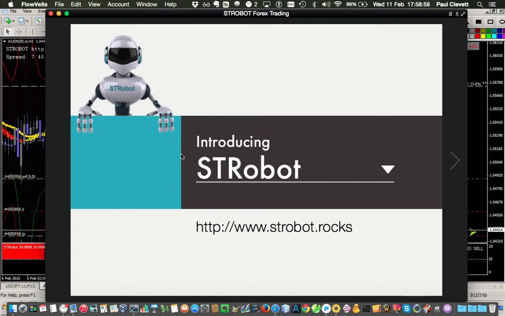So what I thought I'd do is talk about how it works for those that are interested. Some of you are not interested, but that's cool. So basically, STRobot is a forex trading robot. It runs on MetaTrader 4, which you get from most brokers. In fact, I don't really know any brokers that don't do it, apart from one or two that don't do MetaTrader 4.